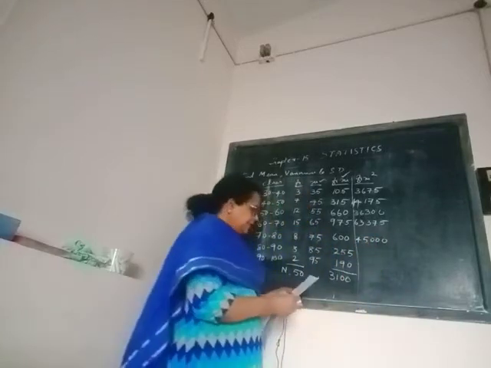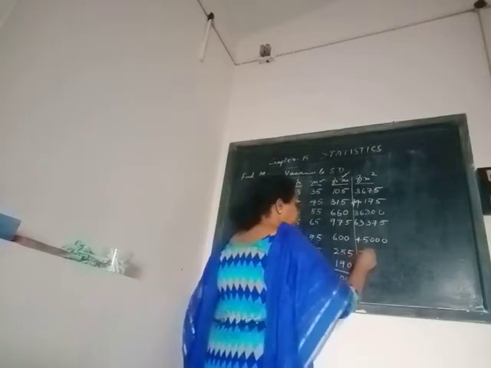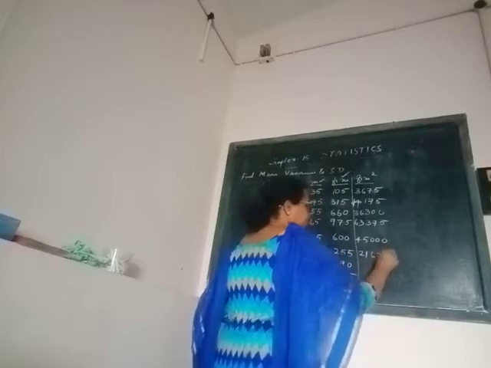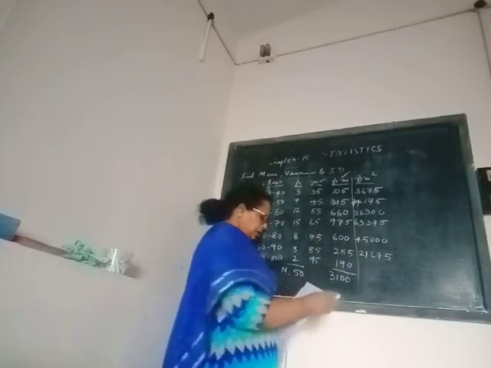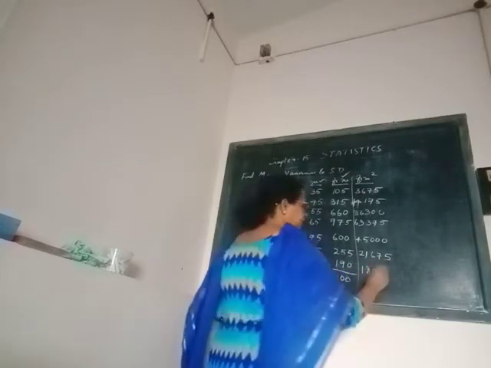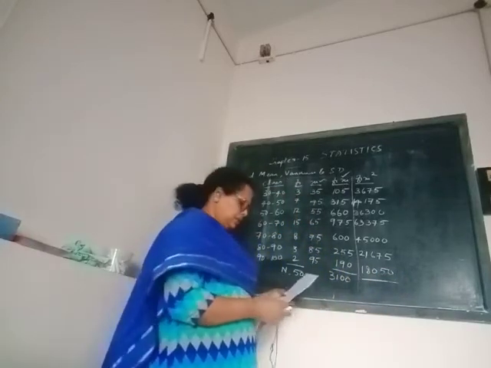45,000. Next is 85 into 255. It is 21675. Next is 95 into 190. 18050. Find the sum of this column.